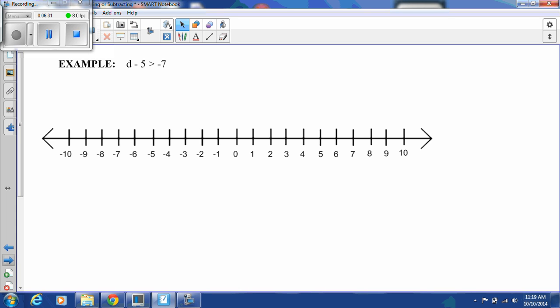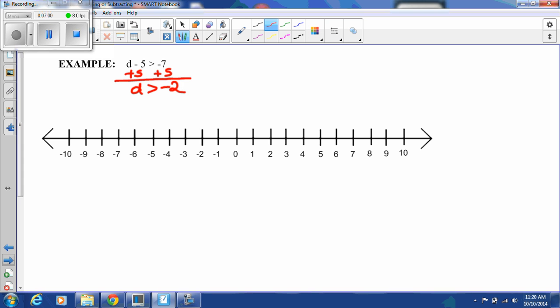Here's another example involving subtraction. How do you undo subtraction? By addition. What do you add? You add the number that was subtracted. So here I have d minus 5. To undo the minus 5, I add 5 to each side, just as I would with an equation. But instead of equal to negative 7, I have d is greater than negative 2.